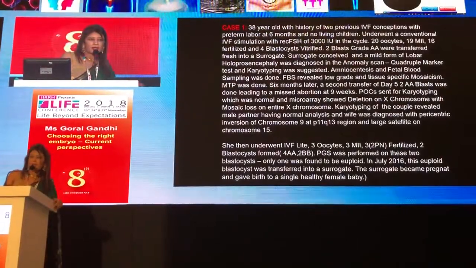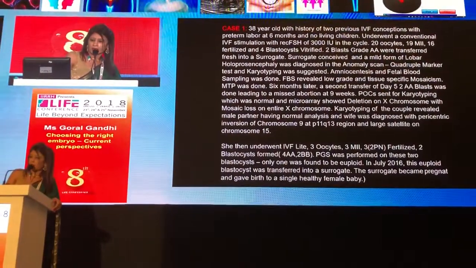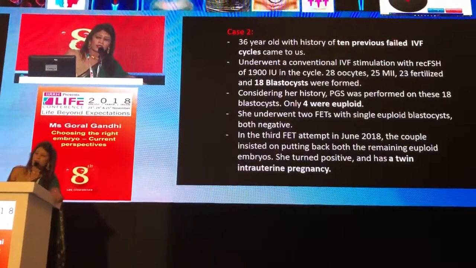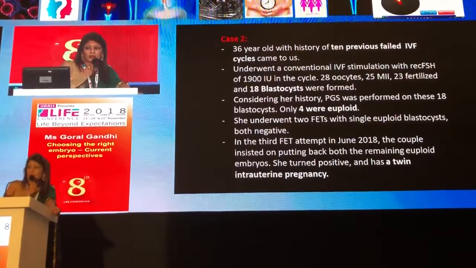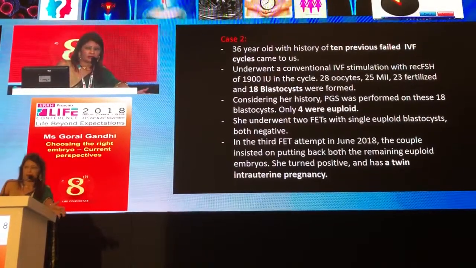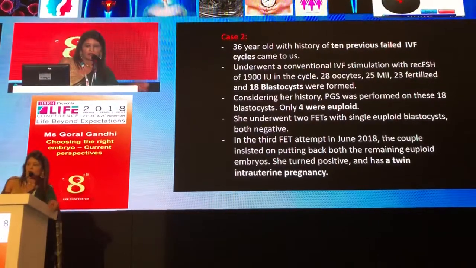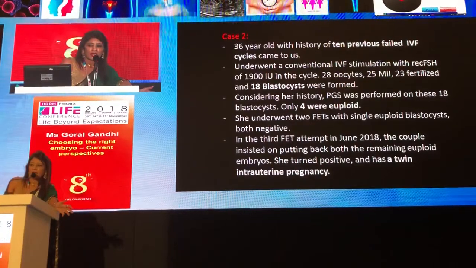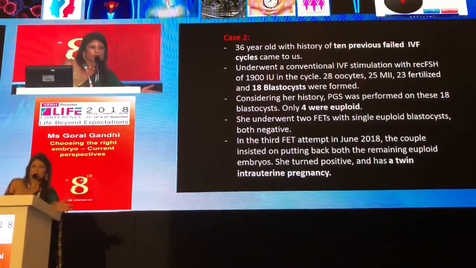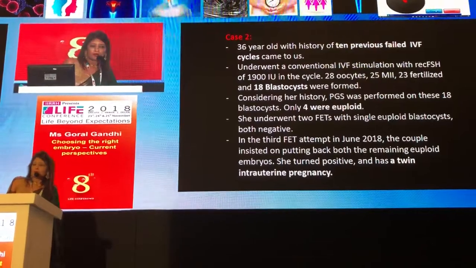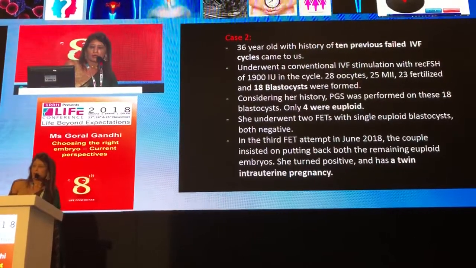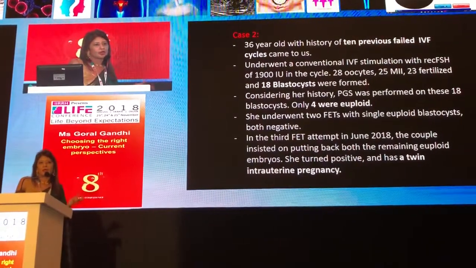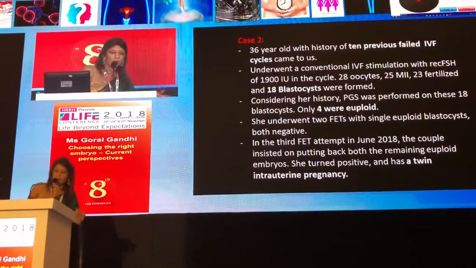We have limited experience with PGS, but I would just like to share this one case: a 36-year-old PCO woman with a history of 10 previous failed IVF cycles. She came to us and underwent a conventional IVF stimulation. We had 28 oocytes and 18 good grade blastocysts were formed. Considering her history of 10 previous failed IVF cycles, PGS was performed on these 18 blastocysts. From the 18 good grade blastocysts, only 4 were euploid.